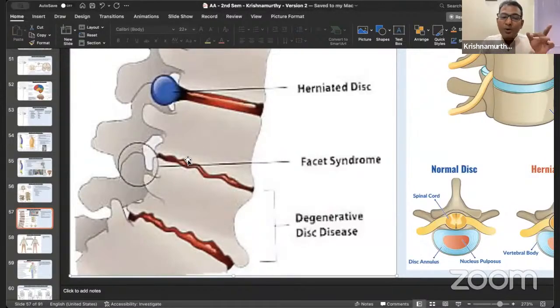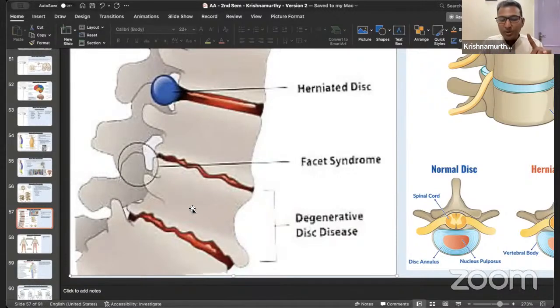And if there is a problem of the bone, the bone itself is getting deformed. The vertebra itself is getting deformed, or there can be a fracture in the vertebra. If there is a fall or an accident, the bone can be fractured.